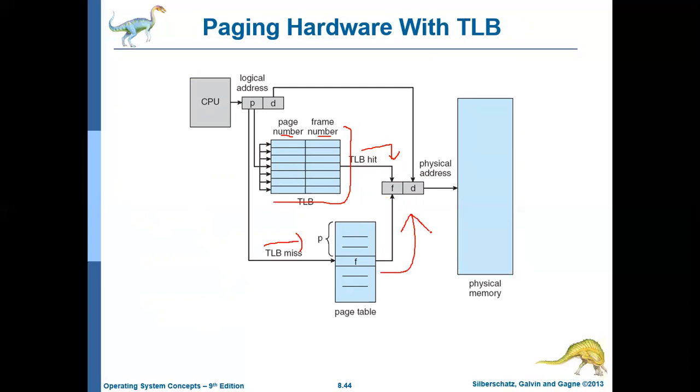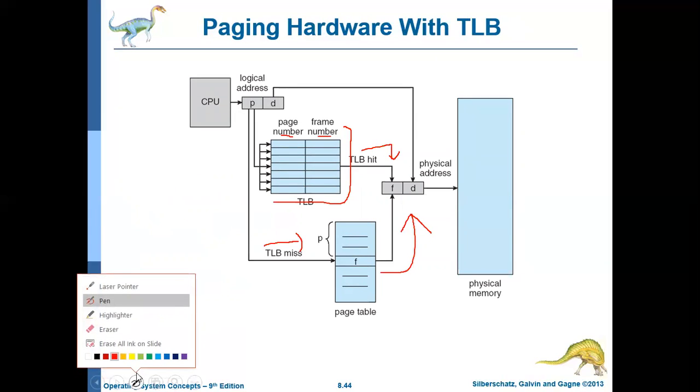Okay. If there is a TLB miss, then the new page number and the frame number should be added to the TLB if there is sufficient space. If there is no sufficient space, then any one of the TLB entries should be replaced, either by following techniques like LRU, round robin, or random replacement technique. Okay, so this is the whole overview of implementing a paging hardware with TLB.